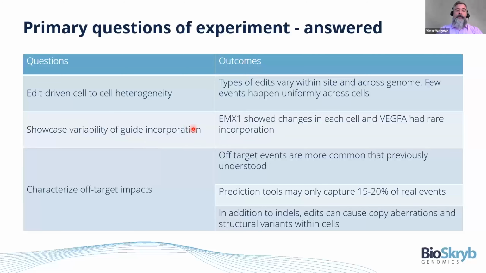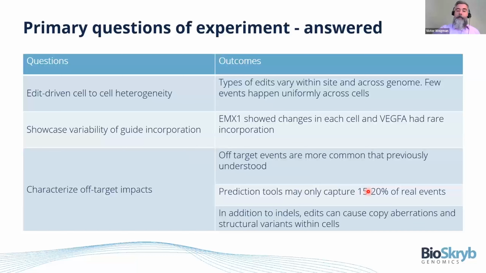So we show the variability of guide incorporation, right? We saw for specific guides, which is fantastic, changes in each and every cell. For our less specific guide, we saw changes in 20 to 60% of cells. And commensurate with that, the off-target amounts changed in scale from these editing vehicles. Looking at off-target impacts, the off-target events are certainly happening more commonly than we previously knew and understood. The prediction tools that one may use, at least certainly the one that we leveraged here, may only capture 15 to 20% of real events.